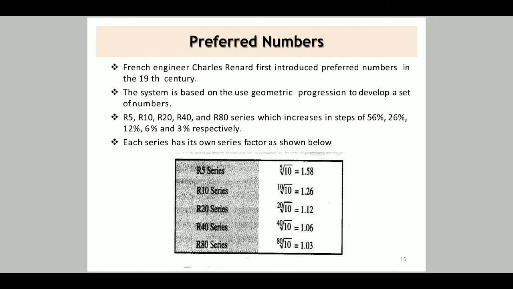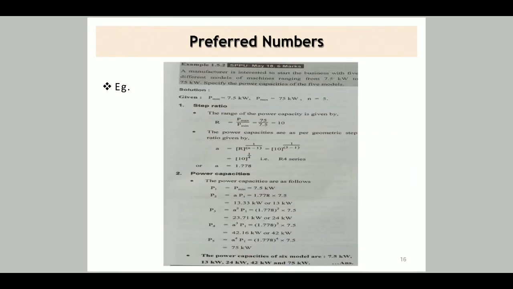So to learn about the R series, we will have an example in the next slide. Let's see that. So we will see an example for the preferred number. This was asked in May 18 for 6 marks. The example is: a manufacturer is interested to start the business with 5 different models of machines ranging from 7.5 kilowatt to 75 kilowatt, and they are asking to specify the power capacity of the 5 models.